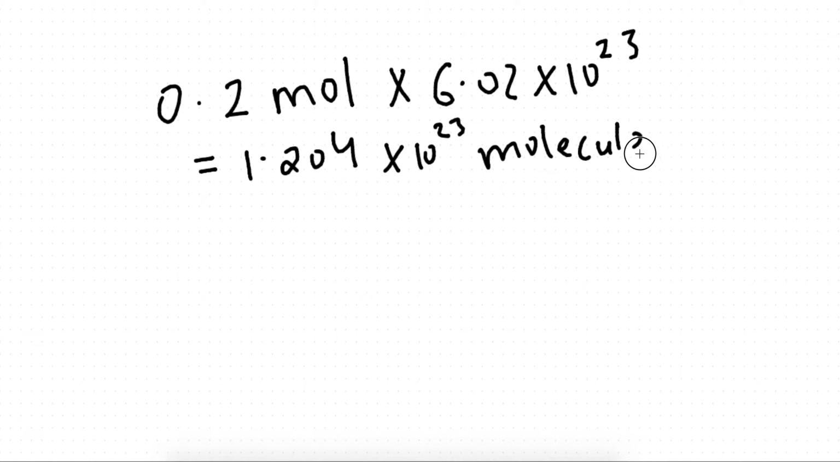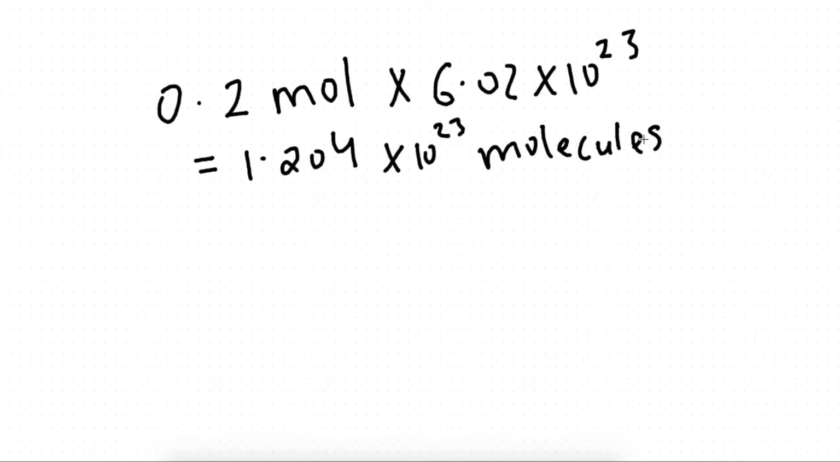Now, this question has a second part to it. I'll repeat the question. A gas jar contains 0.2 moles of carbon dioxide. Find the number of carbon atoms and oxygen atoms that make up the carbon dioxide in the gas jar. Now, notice the difference between the words molecules and atoms, okay?